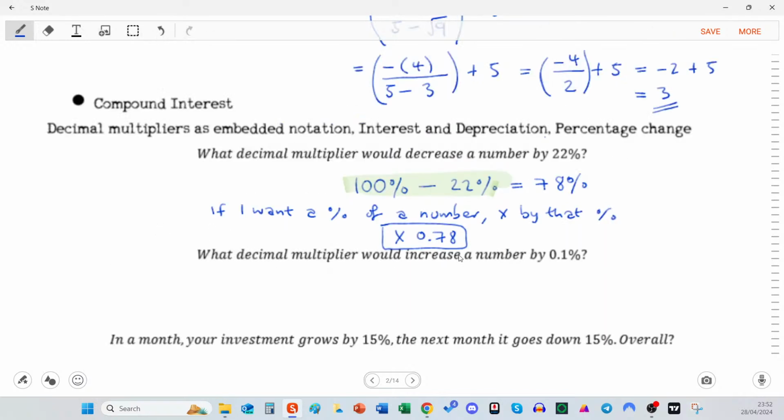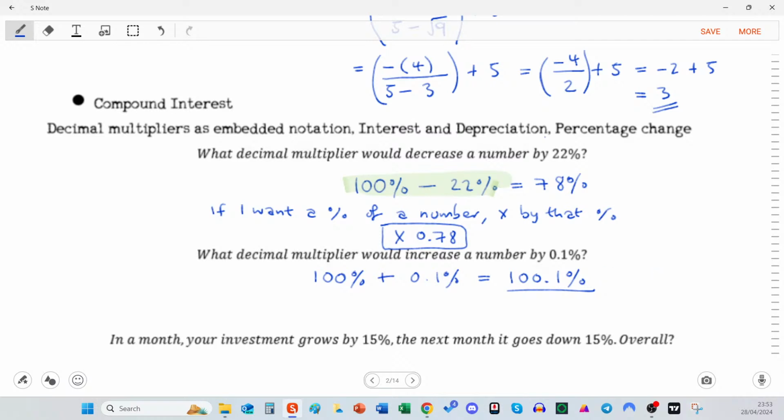What decimal multiplier would increase a number by 0.1%? Oh, this is where you doubt yourself because you don't often deal with such intricacies, right? So in this case, we're going to be using the same logical structure as we did here. We're going to say 100%. We're going to increase it by 0.1%. And that's pretty clear to see that we're going to get 100.1%. This is what we want. We want 100.1%.